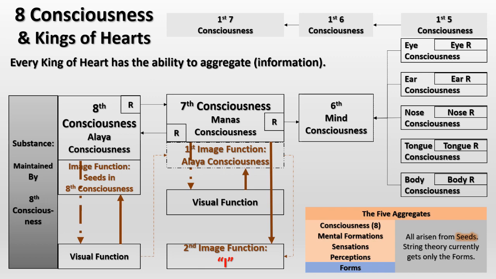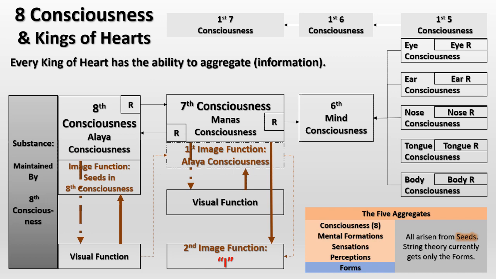The 7th consciousness is also known as Manas consciousness, which is the source of our feeling of I. In Yogacara Buddhism, every consciousness has a dependent root. Since the 7th consciousness is triggered by the 8th consciousness, it takes root in the 8th consciousness. But the 7th consciousness in turn becomes the root of the 8th consciousness. The 7th consciousness also creates a visual function which takes images of the visual function of the 8th consciousness as image function. This is the first image function. Additionally, the 7th consciousness creates another image function of I, which is its second image function. Therefore, the 7th consciousness has 2 image functions.